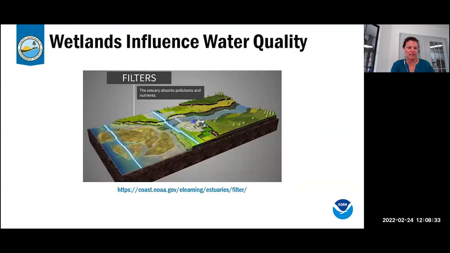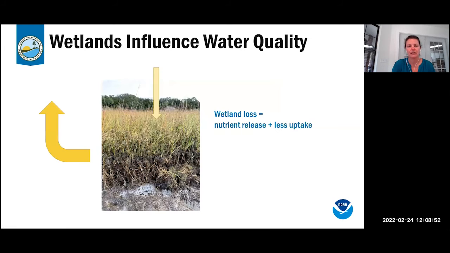There's a really nice animation on this NOAA site about how estuaries filter water. I just thought this was a good example of how wetlands influence water quality. The marshes absorb and act as a filter for the pollutants running off the land into the ocean and the estuary. But what we don't often talk about is that as we lose wetlands, the nutrients stored in the wetlands get released, and then we have less wetland area to take up the nutrients coming in from the watershed.